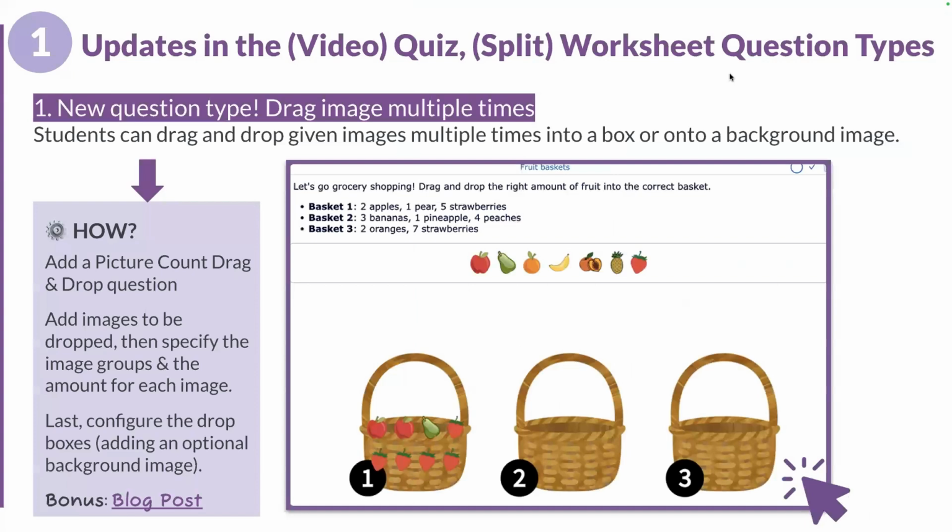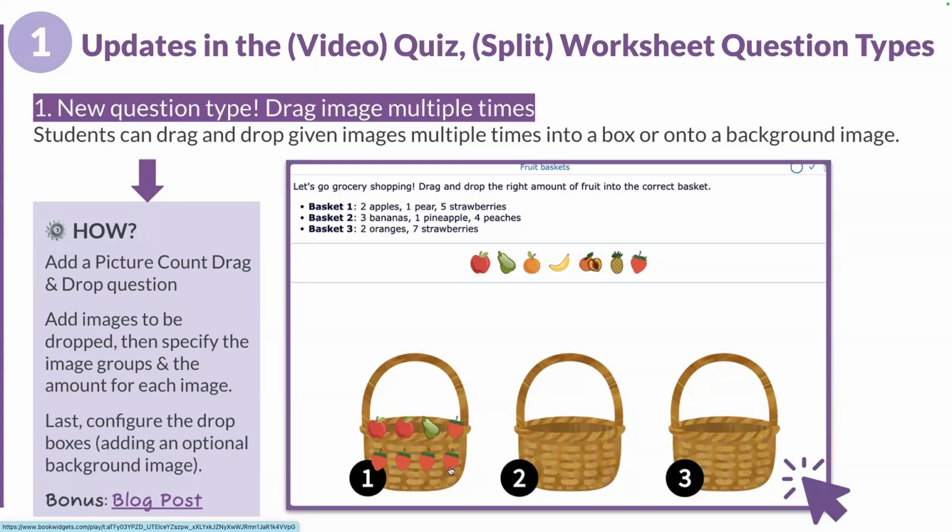So our first update is really, really exciting. This is a brand new question type. It is picture count drag and drop. So you can have students drop images multiple times in specific areas on a background image. Here in this example, we have fruit baskets, and students are directed to drag and drop the items into each basket, and it will count them up for them.